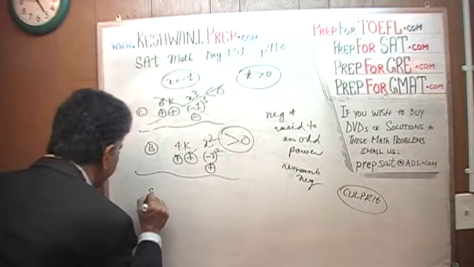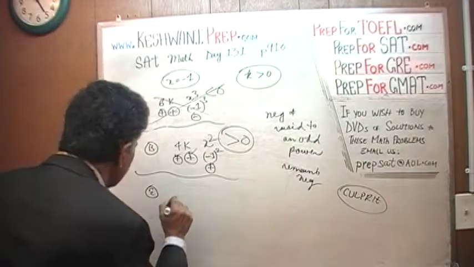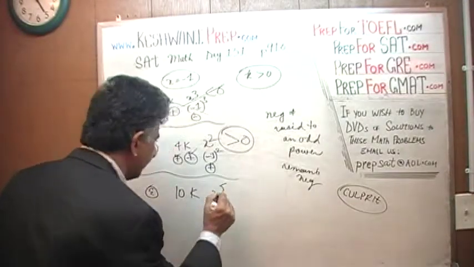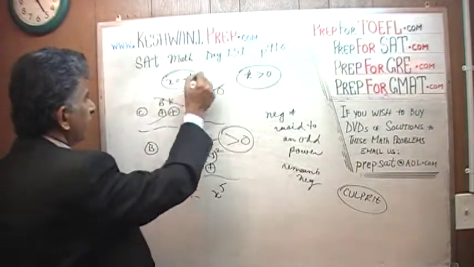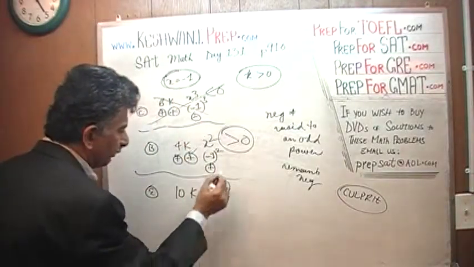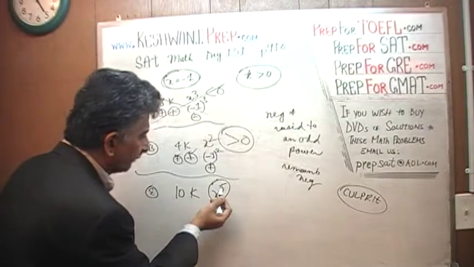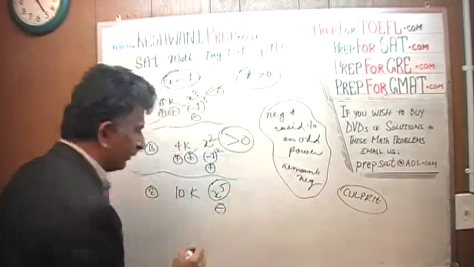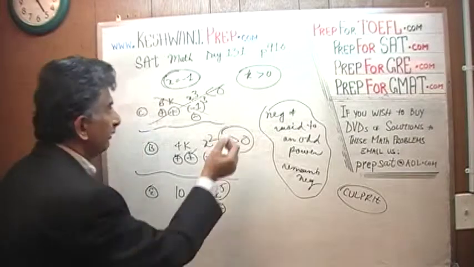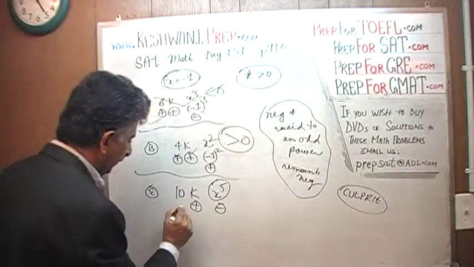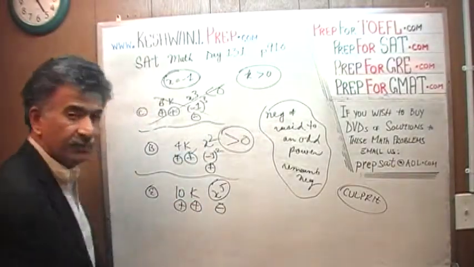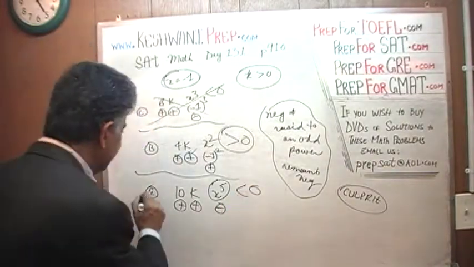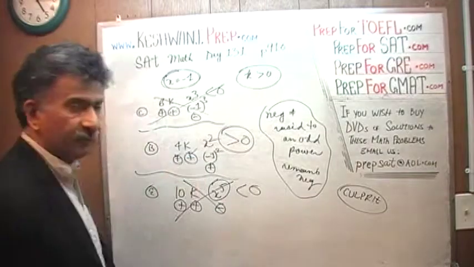Let's look at E. E says 10 times k times x to the 5th. Again, x is negative, and a negative number being raised to an odd power is going to be a negative quantity. This is negative. K we are told is positive, and 10 is positive. Positive times positive is positive, times negative, this is going to be a negative quantity. So E is out of the game, because B is positive.